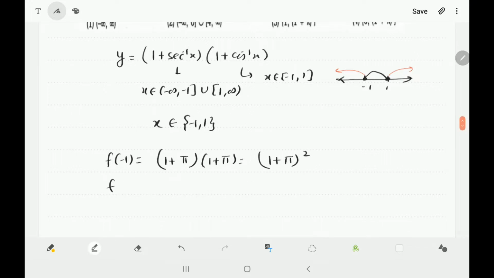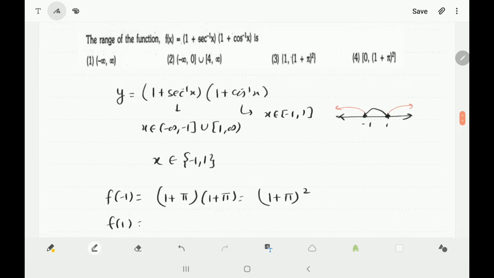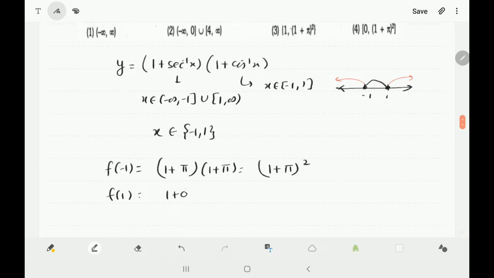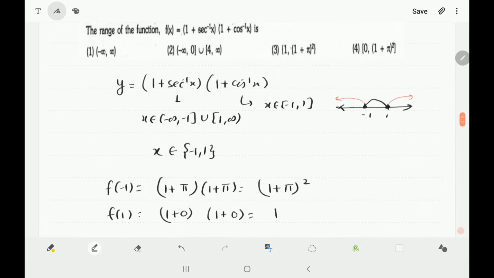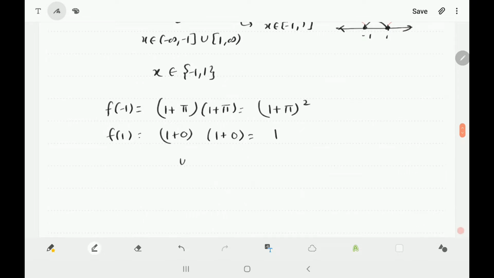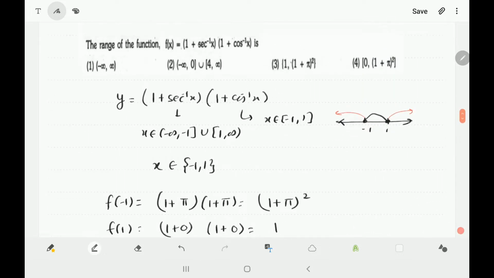Similarly for f of 1, you will have 1 plus secant inverse 1, which is 0, and 1 plus cos inverse 1, which is again 0. So this will be 1. So we will have only 2 values in the range. So the answer for this problem will be y belongs to the set {1, 1 plus pi raised to the power 2}. So we will have C as our answer.